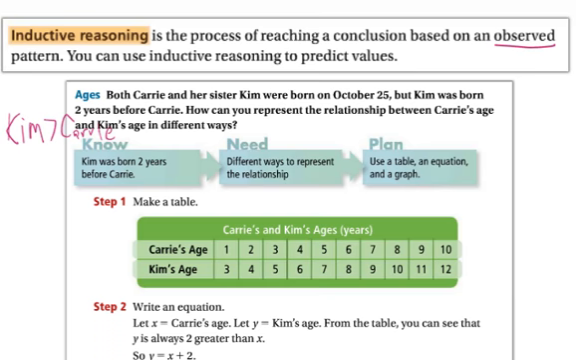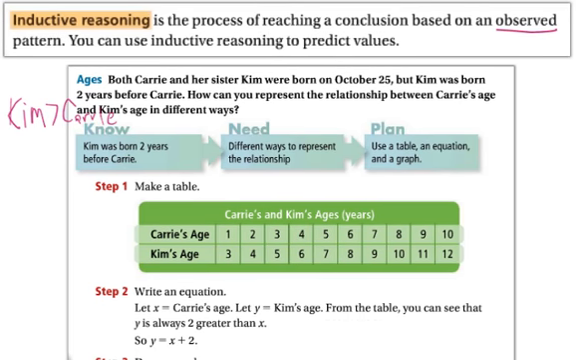Another way we can show this, I'm going to start moving this up a little bit so we can see more of this. We can write an equation. We can say x is how old Carrie is, and y is how old Kim is. From the table below, we can see that y is greater than x.